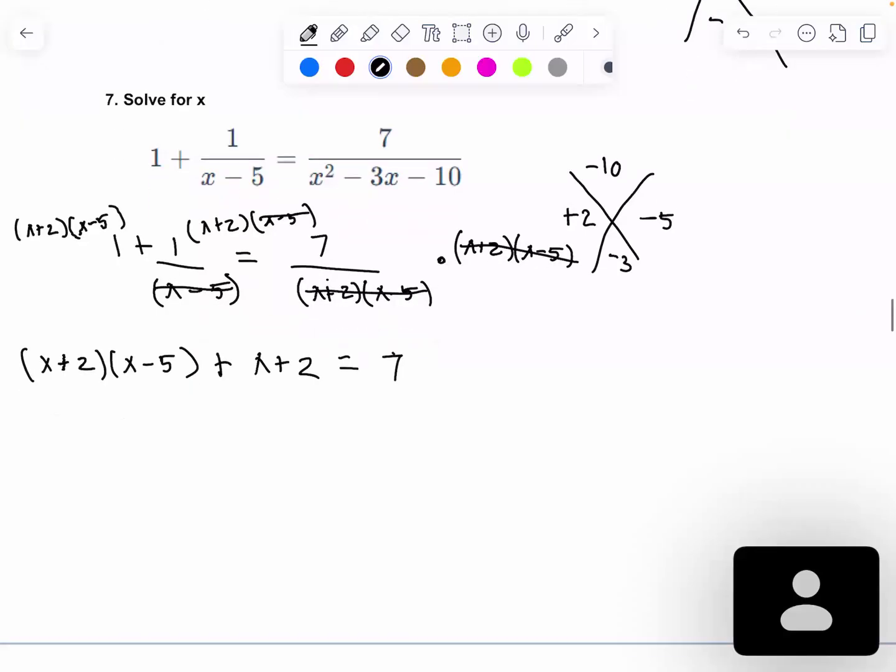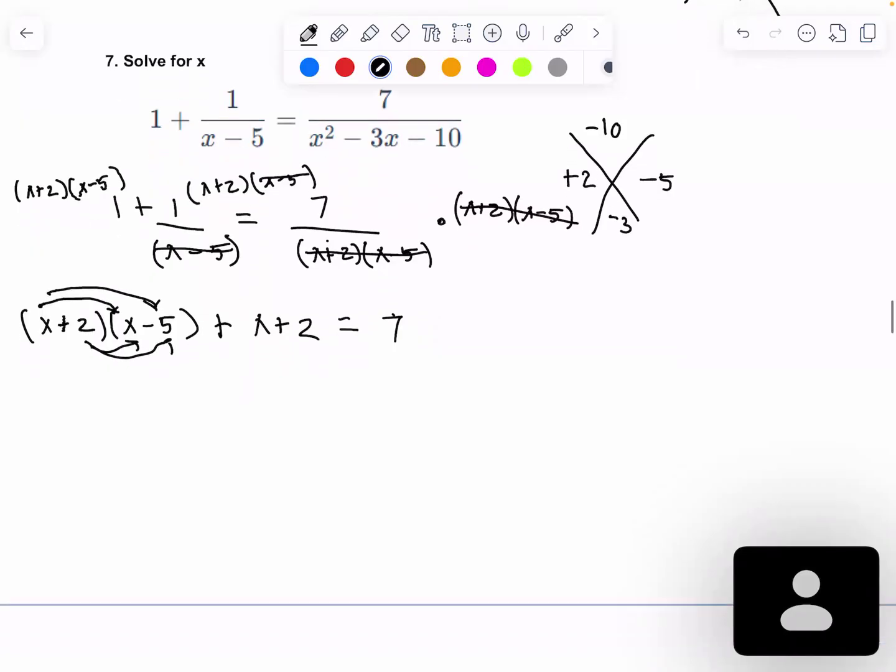Okay, so I should FOIL here, so everybody gets a turn because I'm multiplying binomial by binomial. X times x is x squared. X times negative 5 is negative 5x. 2 times x is 2x. 2 times negative 5 is negative 10.